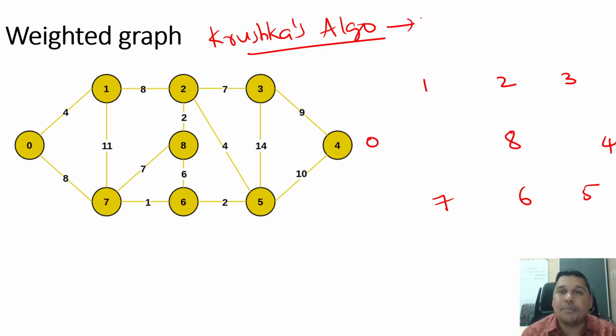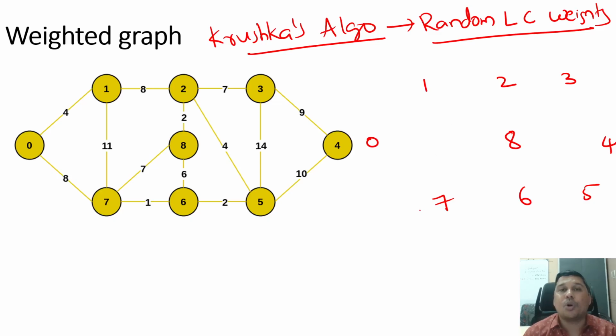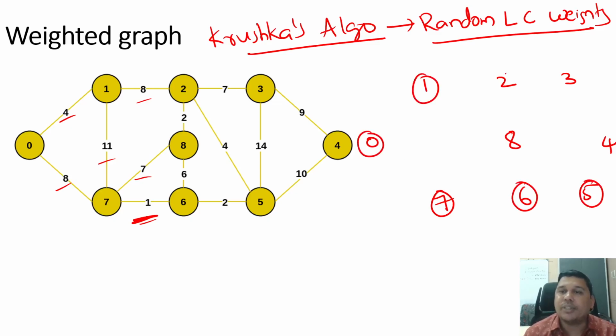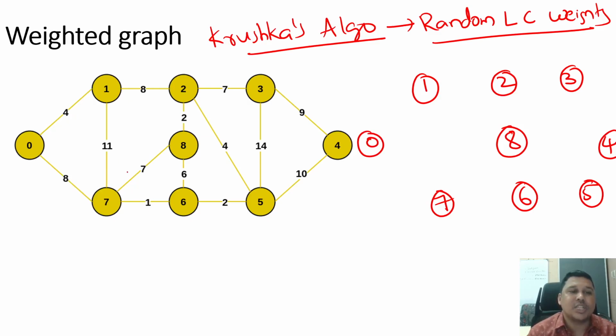In Kruskal's algorithm, you have to choose the low cost weights. Among all these weights in this graph, which one is the minimum cost one? Directly you can see 1 is the minimum cost one. That you draw it first. In the whole graph, find out the minimum cost edge. So in this graph, I could see 1 is the minimum cost edge. This one. So I will draw it between 7 and 6.